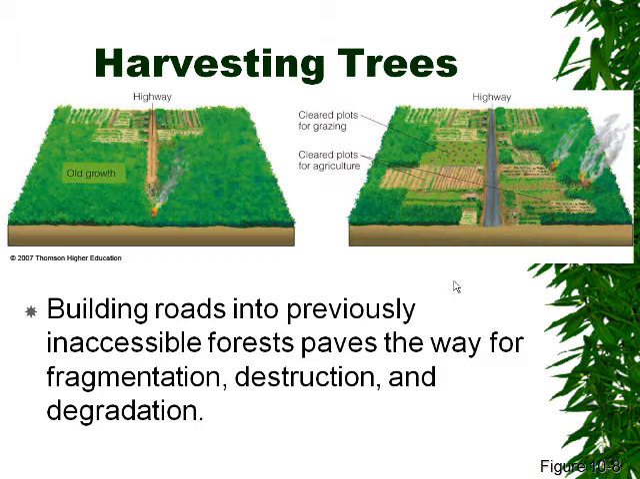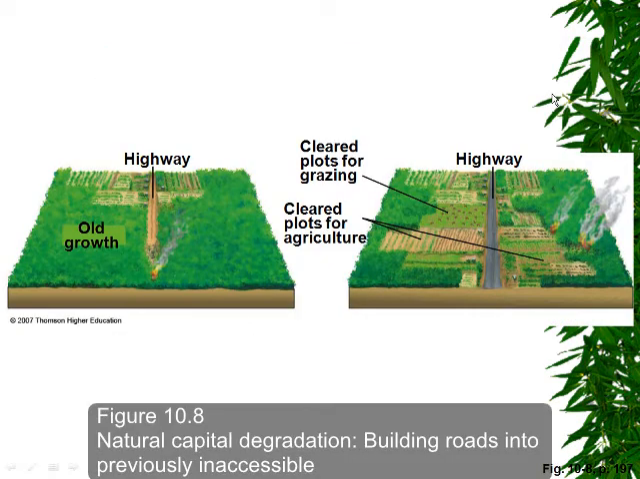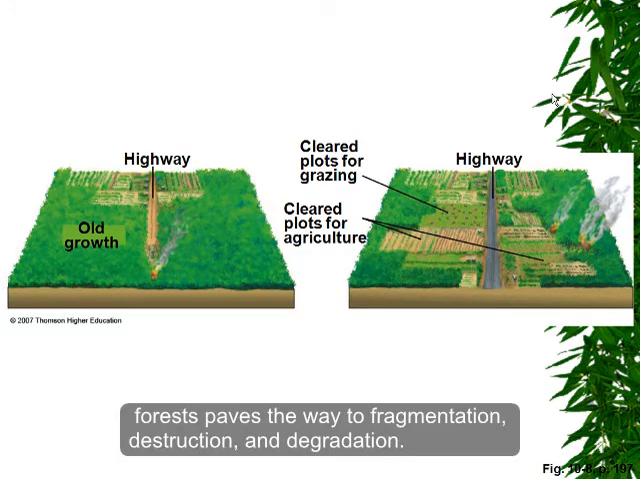Harvesting trees. You have to build roads to get in because it's inaccessible. So that starts the process of fragmentation, of breaking down the forest, starts the destruction and degradation of the ecosystem. And you see, as stuff goes on into more advanced. Same diagram.